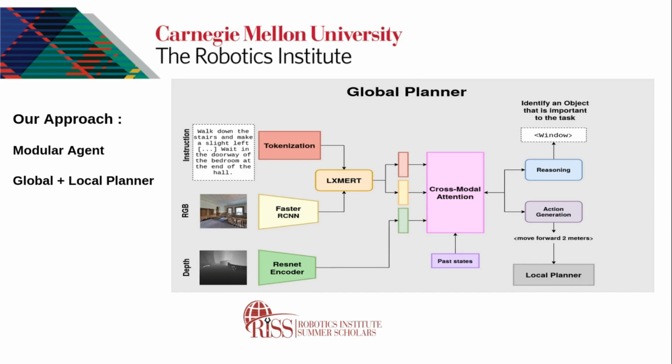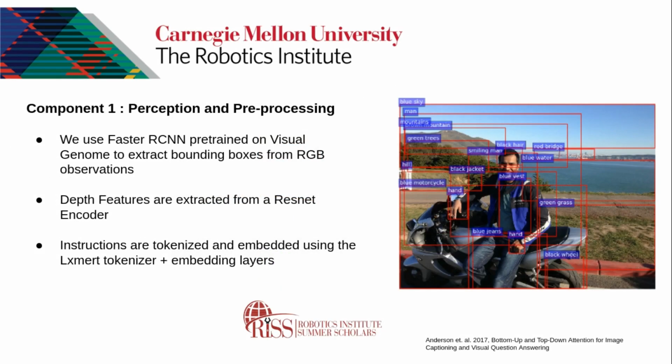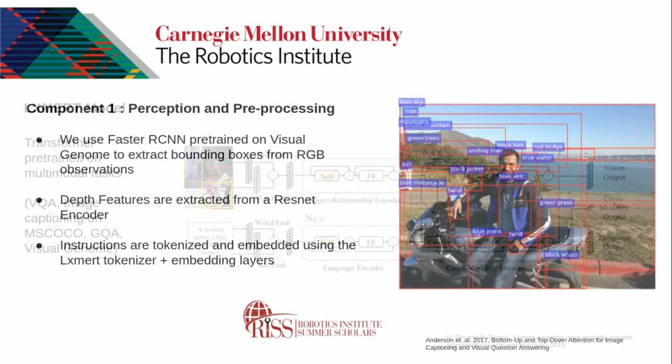We further divide the global planner into different components. The first among these is the perception and pre-processing component. Here we use a Faster RCNN pre-trained on Visual Genome to extract bounding boxes from the RGB observations. We use a ResNet encoder to extract depth features from the depth images. The instructions are tokenized and embedded using the LXMERT tokenizer and its embedding layers.